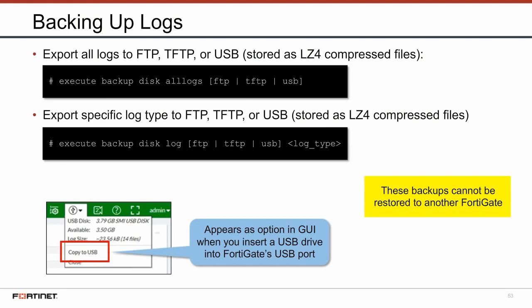You can also protect your log data by performing log backups, which is to say, copying log files from the database to a specified location. The execute backup disk all-logs command backs up all logs to FTP, TFTP, or USB, while execute backup disk log type backs up specific log types, such as web filter or IPS, to FTP, TFTP, or USB. These logs are stored in LZ4 format and cannot be restored to another FortiGate. You can also back up logs to USB using the GUI. The GUI menu item appears when you insert a USB drive into FortiGate's USB port.